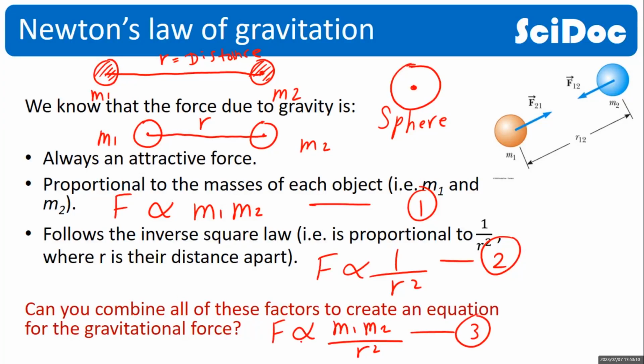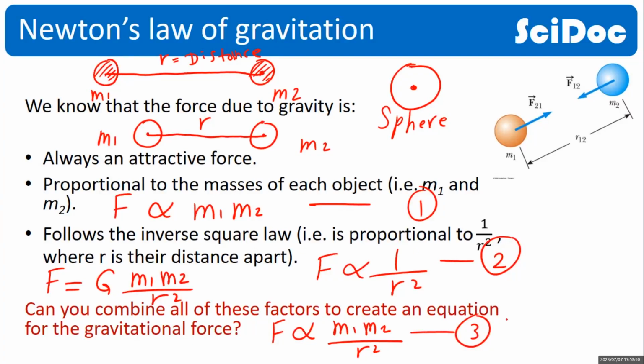Now, as you can see, there's a sign of proportionality in it. We have learned that whenever we remove the sign of proportionality, we have to introduce an equality and a constant. So I can also write it as F equals G M1 M2 over R square. Here G is the gravitational constant, which I have introduced in the equation to remove the sign of proportionality. And this G is a constant.